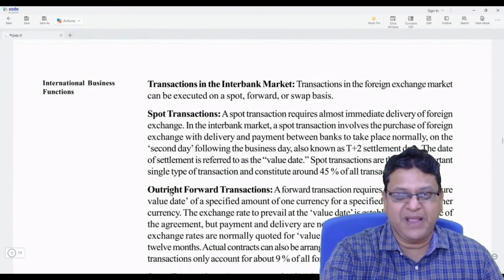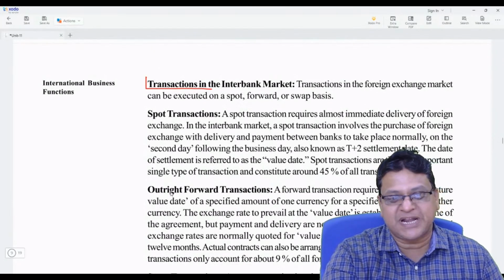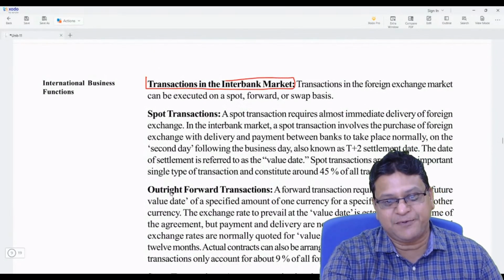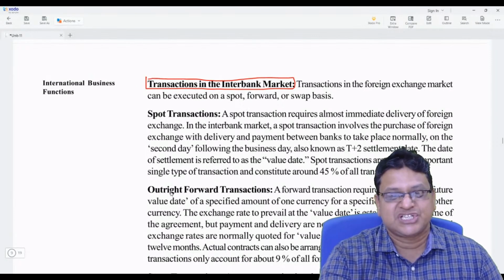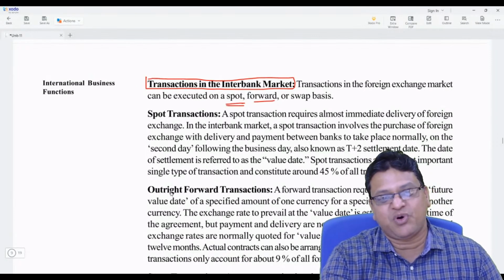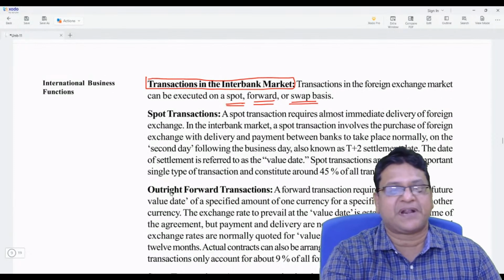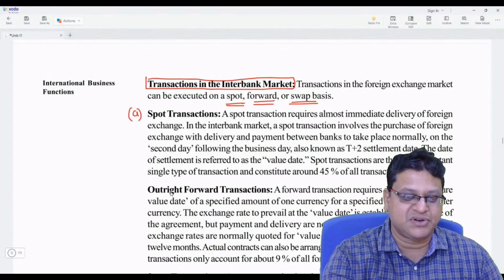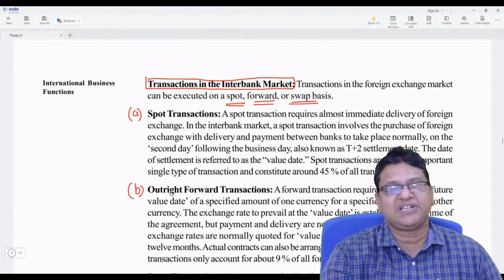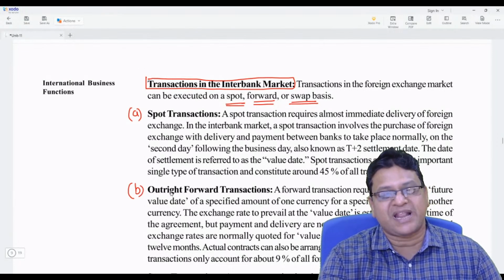And next, what are the transactions made in interbank market? Generally, in interbank market, the following type of transaction takes place. 3 types of transaction take place. One is spot transaction, another is forward transaction, another is swap transaction. What is spot transaction? What is forward transaction? What is swap transaction?